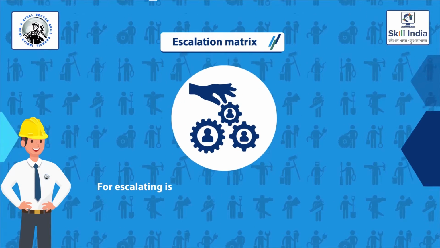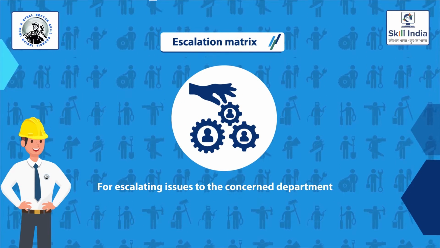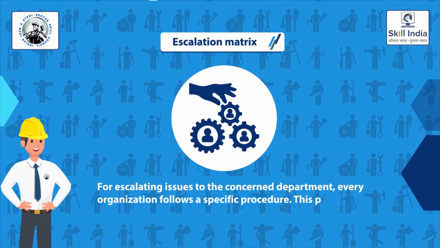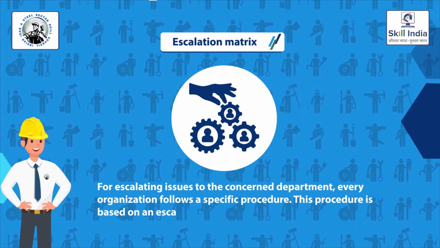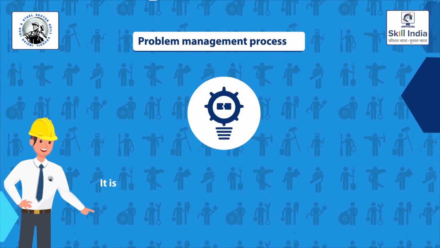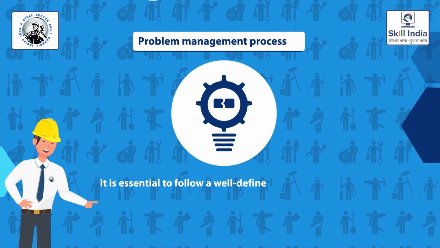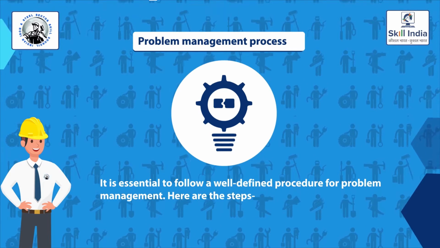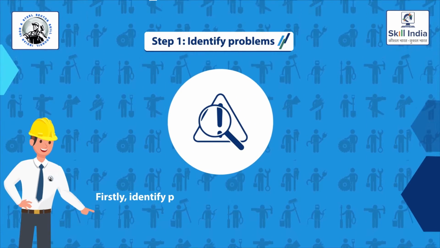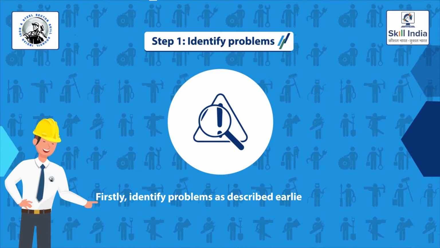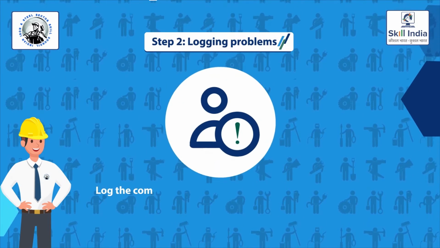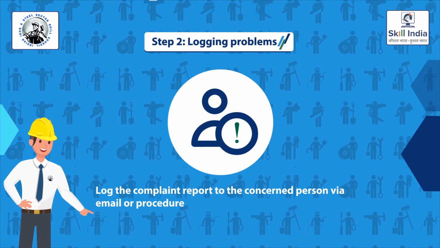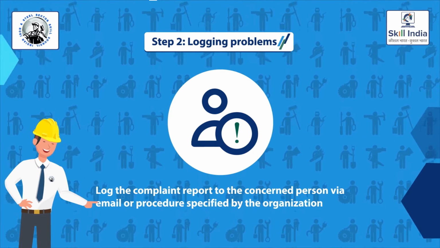For escalating issues to the concerned department, every organization follows a specific procedure. This procedure is based on the escalation matrix. It is essential to follow a well-defined procedure for problem management. Here are the steps. Firstly, identify the problems as described earlier. Second, log the complaint report to the concerned person via email or the procedure specified by the organization.